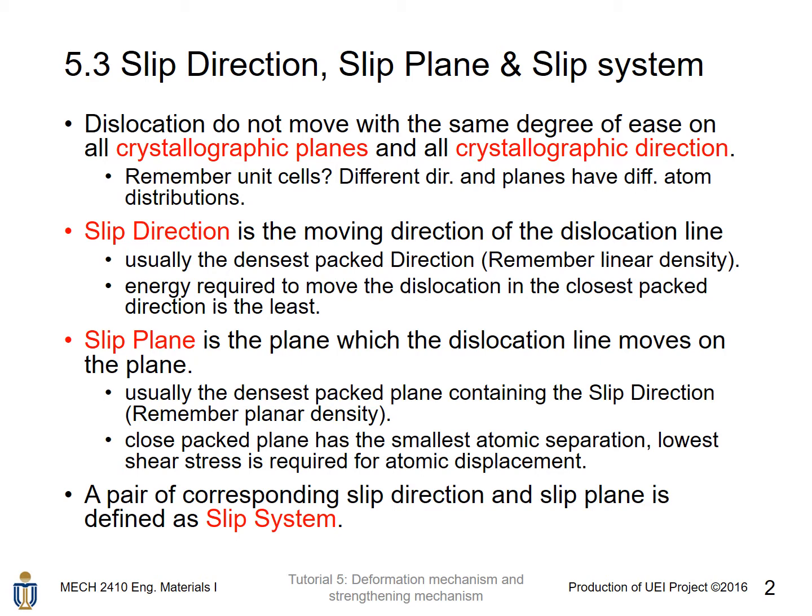And slip plane is the plane on which the dislocation line moves, and just like the slip direction, it is usually the densest packed plane containing the slip direction. And you can find the plane by calculating the planar density of that particular plane. And it is because the closest packed plane has the smallest atomic separation, and the lowest shear stress is required for atomic displacement.